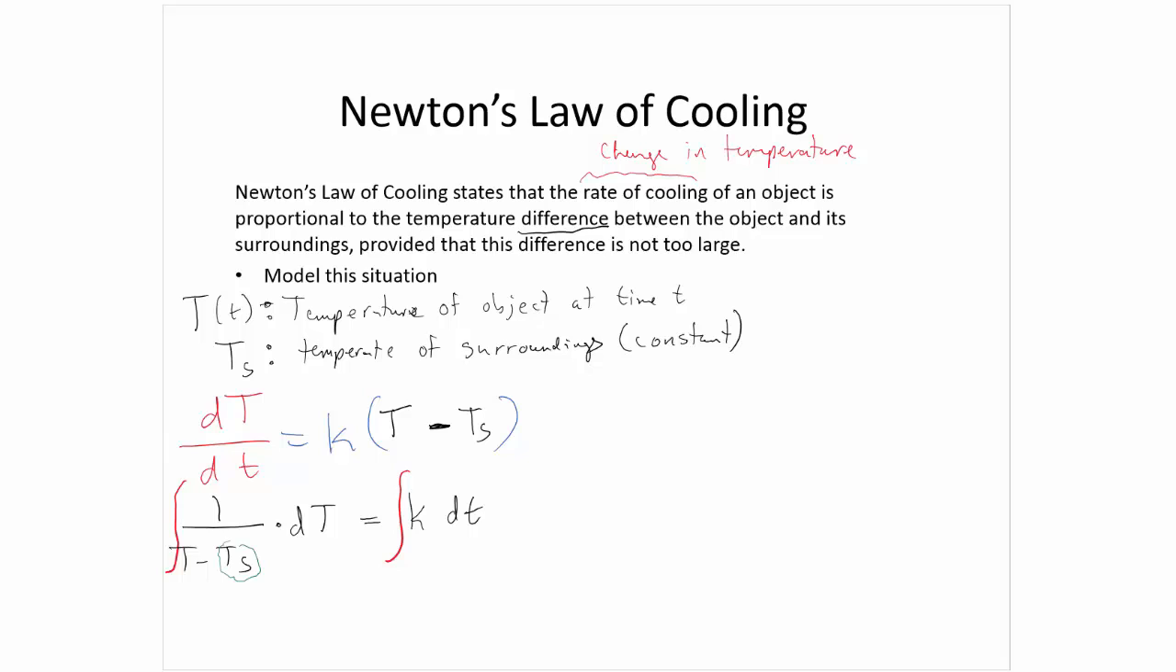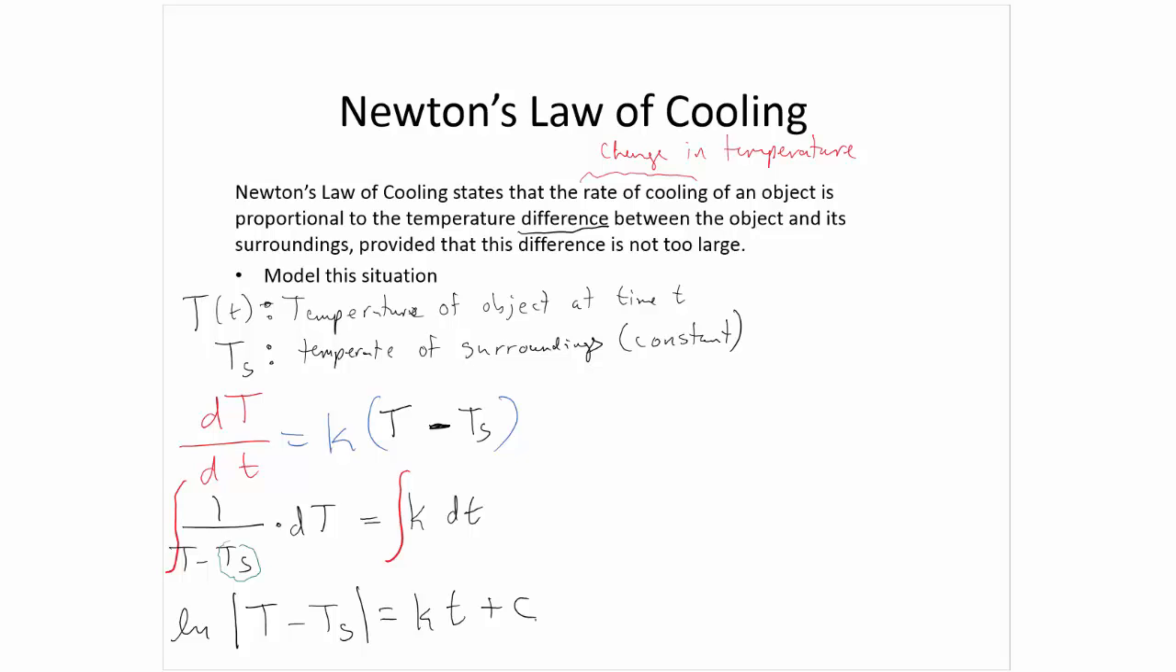It doesn't really require too much work here, but I can rewrite this as the natural log of the absolute value of T minus T sub s, again plus a constant, is equal to k little t plus a constant, and like I did before, I'll combine those constants into a single constant.